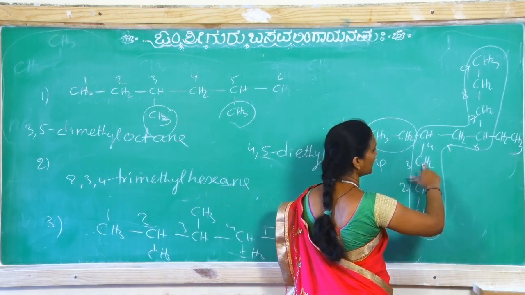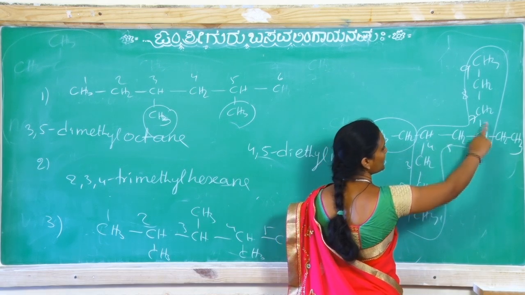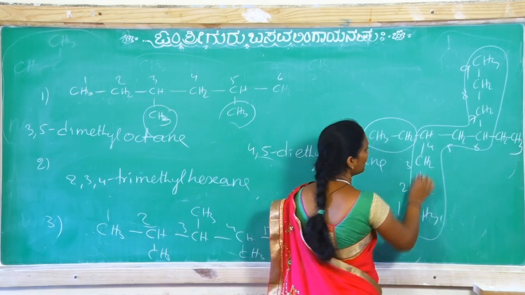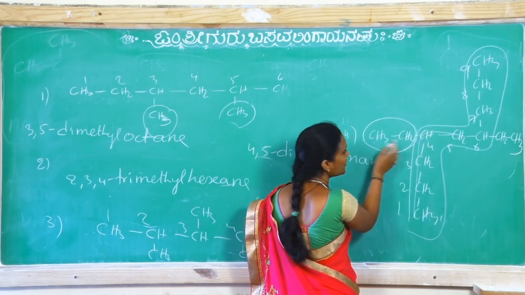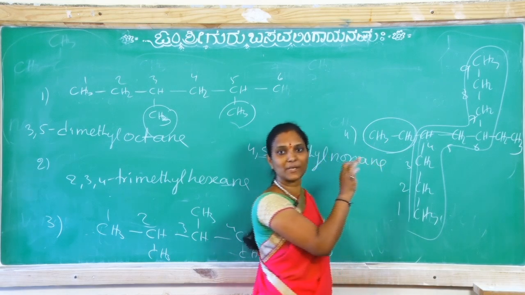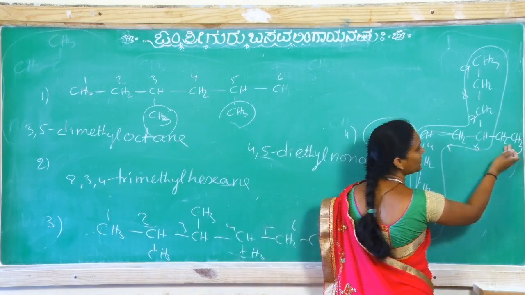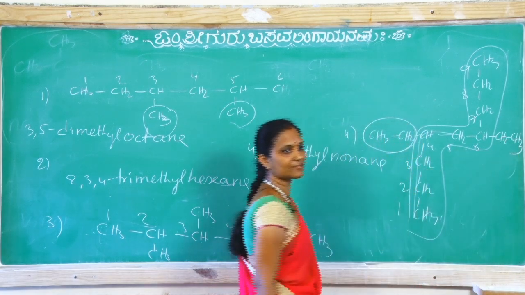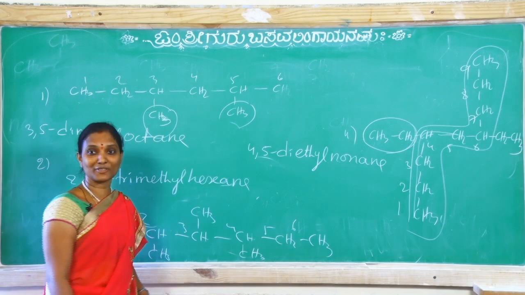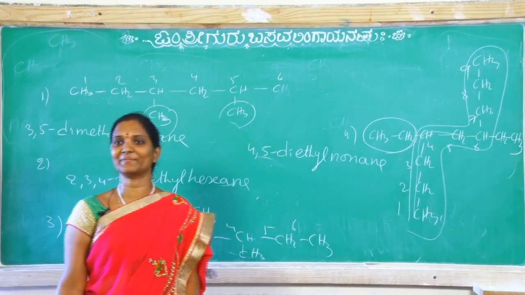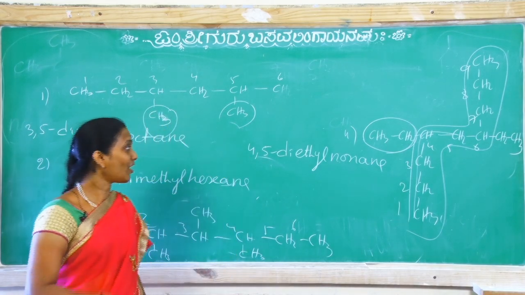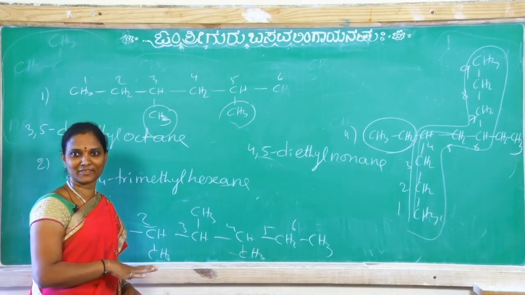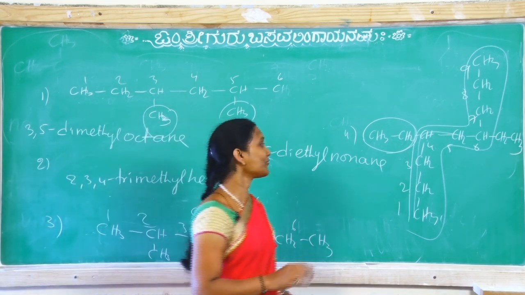1, 2, 3, 4, 5, 6, 7, 8, 9. Parent chain. Okay. Then here, this side CH2CH3 is nothing but C2H5, and this side CH2CH3 is C2H5. Ethyl groups at the 4th position and 6th position. Okay. Out of 4, at least 1 correct? More than 1, all correct. Okay. 4,5-diethyl nonane.